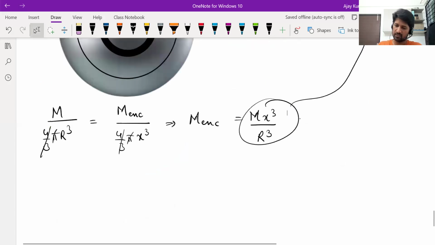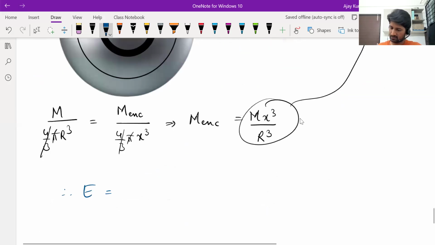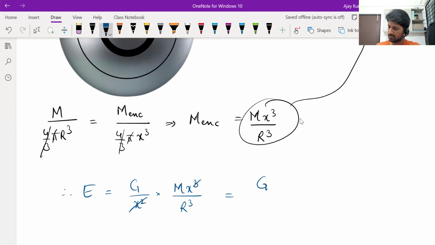And what will the formula be? The net gravitational field will be G by x square into this mass. So G by x square multiplied with M x cube by R cube. x square, x cube, one x will remain. The answer is G M x divided by R cube.